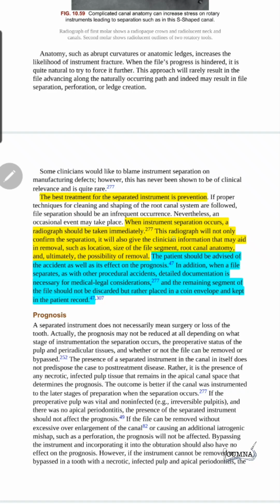When the separation happens, a radiograph should be taken immediately. This will confirm the separation and give the clinician information about the location, the size of the file segment, and the anatomy of the tooth. This is important for legal consideration. The patient should be aware of the accident, and it must be documented in detail. After removing the file, it must be preserved as evidence for any complaint from the patient.